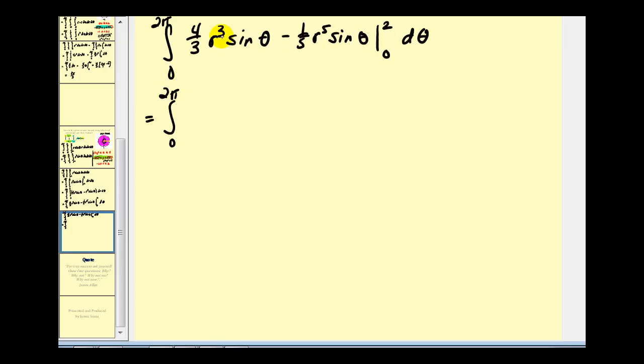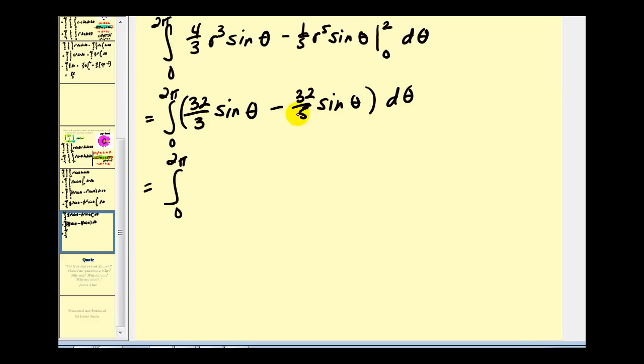So when r is equal to 2, we'll have 2 cubed times 4/3. It's 32/3 sine theta minus 2 to the 5th is 32, so we'll have 32/5 sine theta. And now that we have like terms, we can go ahead and combine these. This gives us 64/15 sine theta, and now integrating with respect to sine theta, we're going to have negative 64/15 cosine theta.